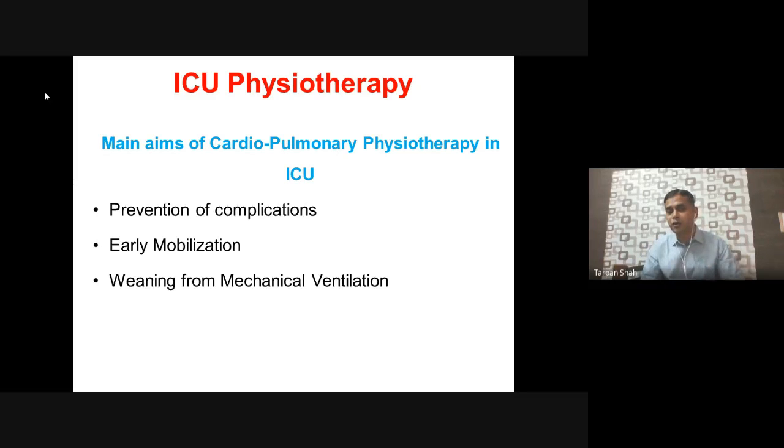Now the third very important point for us when we are working in the ICU is to wean off the patient from mechanical ventilation. When you are doing chest clearance, removing the secretions from the chest, that itself will be helpful to the patient if you want to wean off. That is the first thing. Second, you can go with different positioning, different facilitatory techniques, and you can think of applying chest PNF and so on. This will be helpful when the intensivist wants to wean off the patient from mechanical ventilation. So we have a very good role to play in weaning the patient from mechanical ventilation.